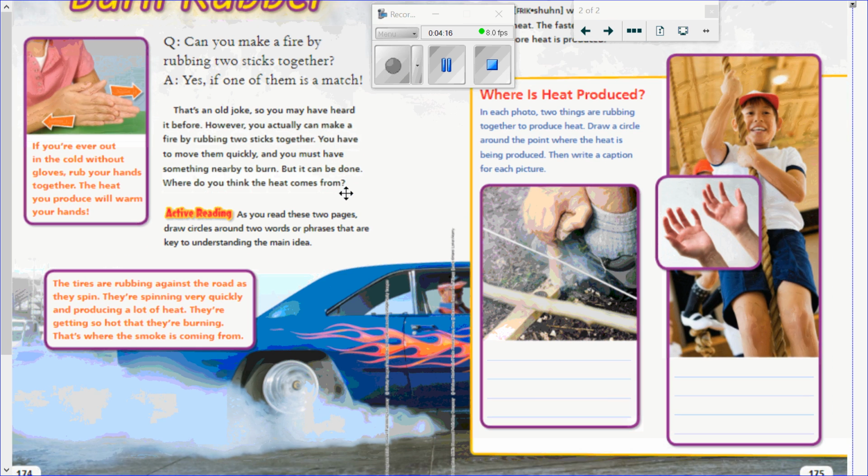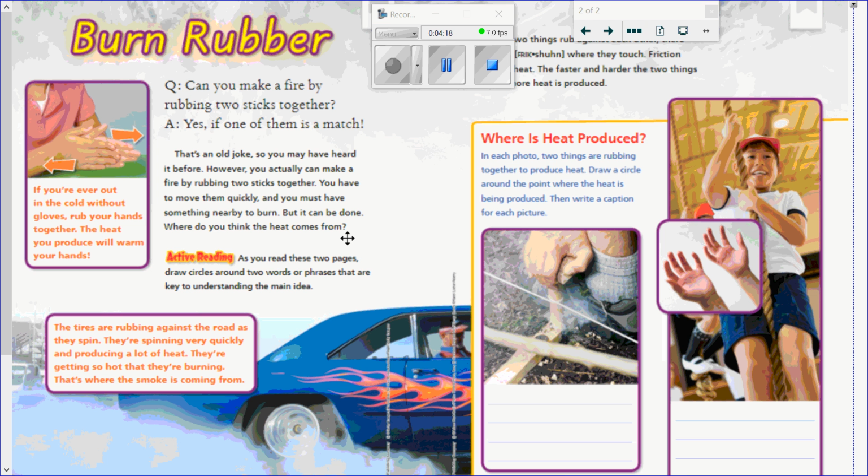This is the last page for today. It says, burn rubber. Question. Can you make a fire by rubbing two sticks together? Answer, yes, if one of them is a match. That's an old joke, so you may have heard it before. However, you actually can make fire by rubbing two sticks together. Please don't do that, though. You have to move them quickly, and you must have something nearby to burn. But it can be done.